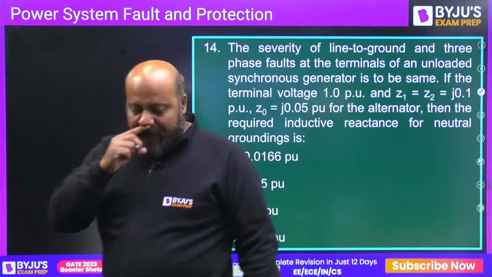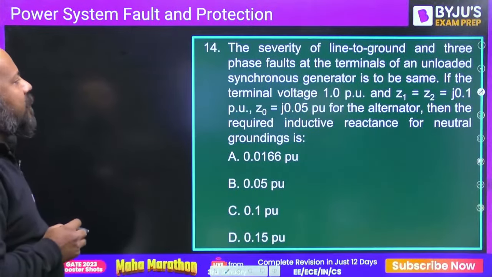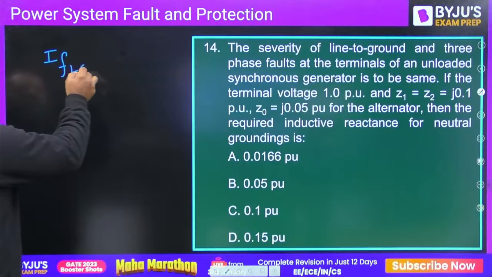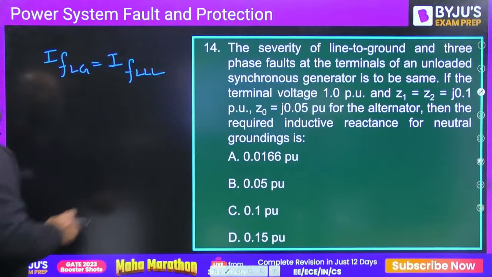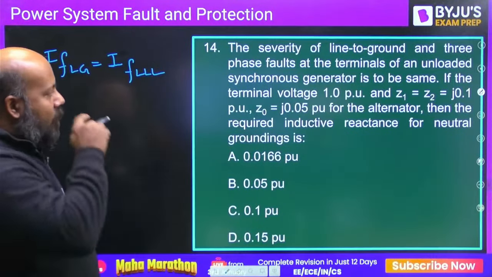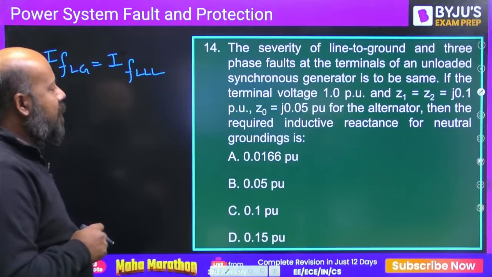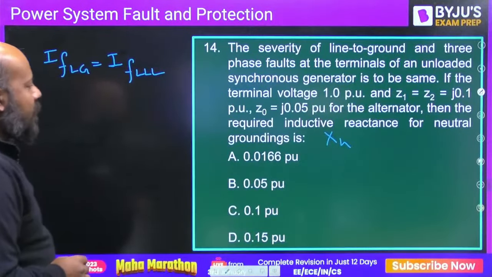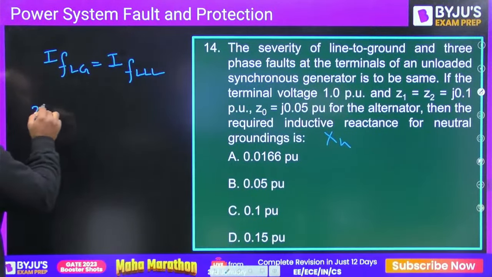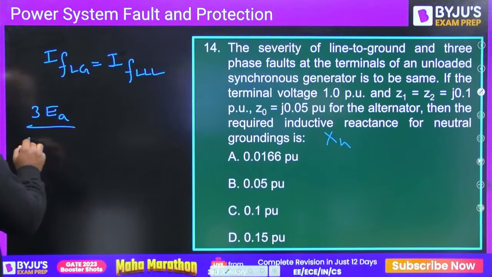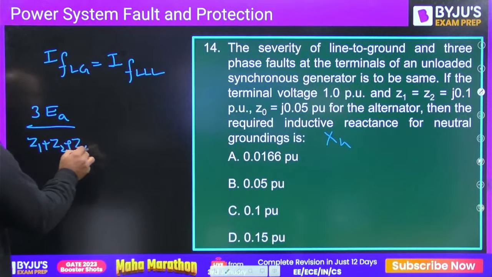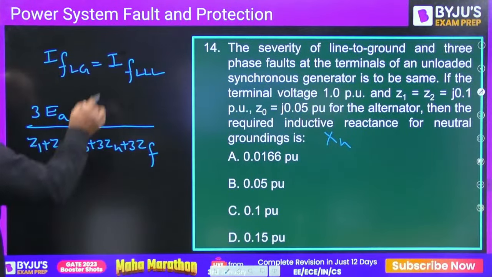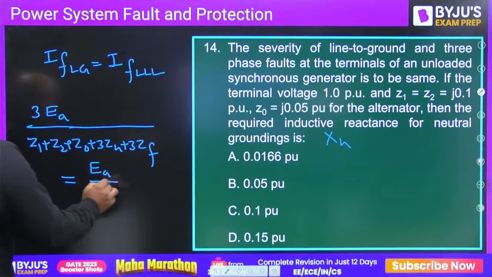See the next question. The next question is, the severity of line to ground and 3-phase faults on the terminals of the unloaded synchronous generator is to be the same. So, basically he is saying the fault current for the LG fault and the fault current for the 3-phase symmetrical fault is same. If the terminal voltages are 1 per unit, with Z1, Z2, Z0 given for the alternator, then the required inductive reactance for the neutral grounding is. What is the LG fault current? It is 3 times EA upon Z1 plus Z2 plus Z0 plus 3Zn plus 3Zf, if both neutral and fault impedance are there. What is the 3-phase symmetrical fault current? It is simply EA upon Z1.